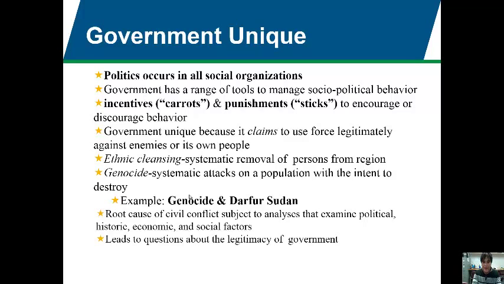Root cause of civil conflict, subject to analyses that examine political, historical, economic, and social factors. Leads to questions about the legitimacy of government. So these bad things that happen, if you do too many of them, they will lead to questions about your legitimacy. So typically governments shy away from ethnic cleansing and genocide, but it is still important to note that these governments that do these things claim to use their force legitimately. But for the most part, governments are not bad, and a lot of governments do offer enough carrots to make the sticks not seem too bad.